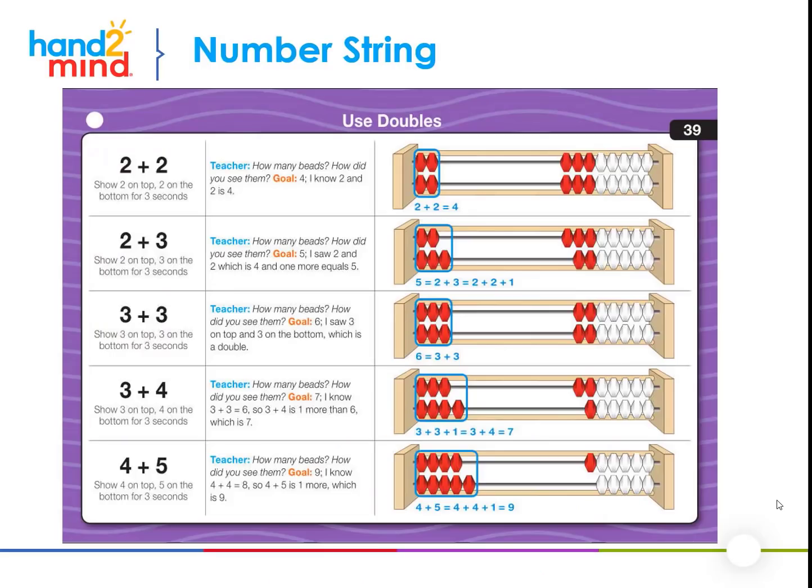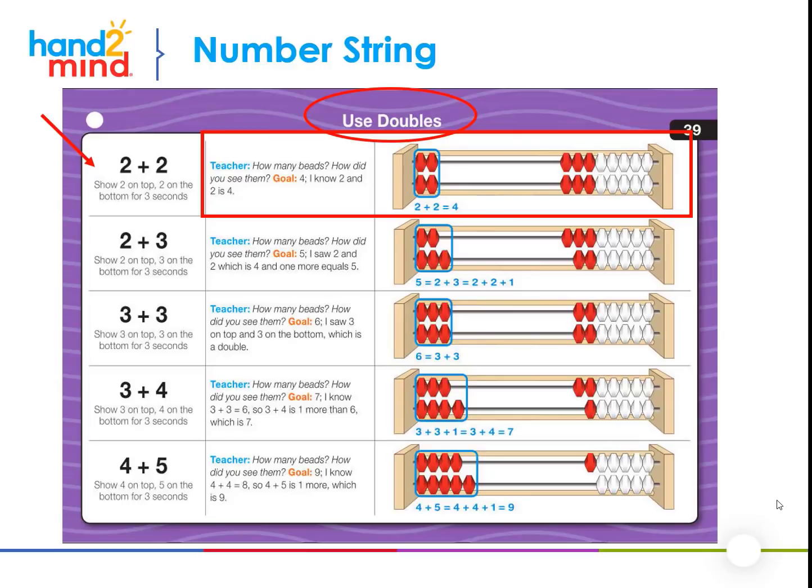Let's look at an example number string here. So using doubles is the sample strategy. You can see on the left is the problem that's posed. It says 2 plus 2, show 2 on the top, 2 on the bottom for 3 seconds. It gives you a picture of the manipulative that you're using in this particular routine. It shows you exactly how it should be set up so that you're showing it correctly for the students. And then you see the questions.